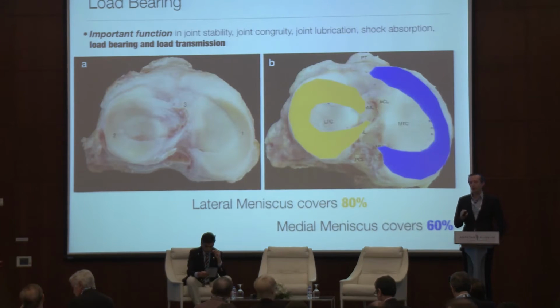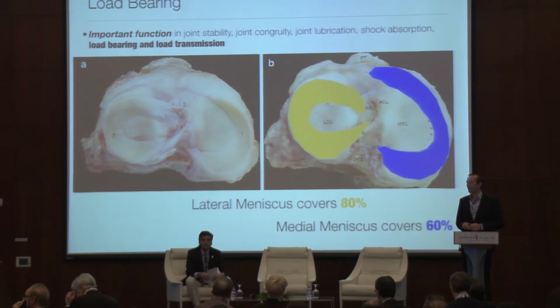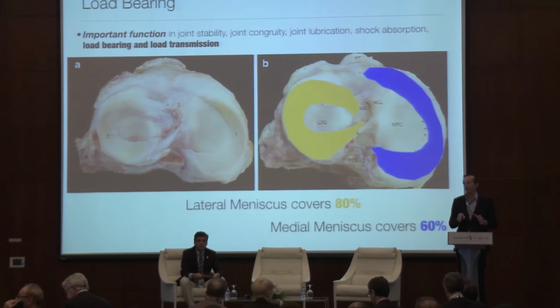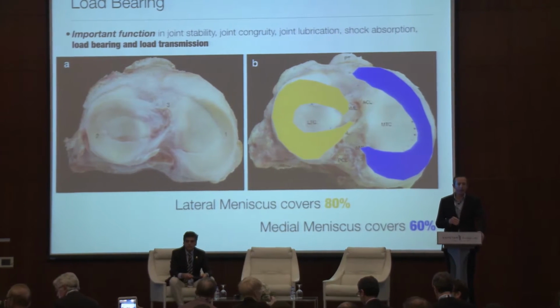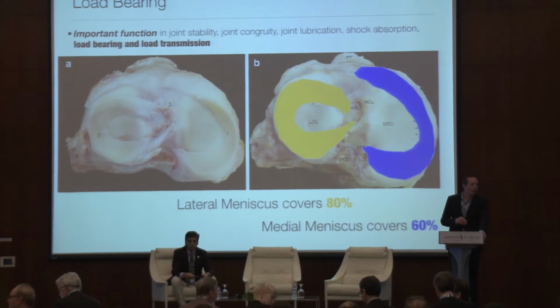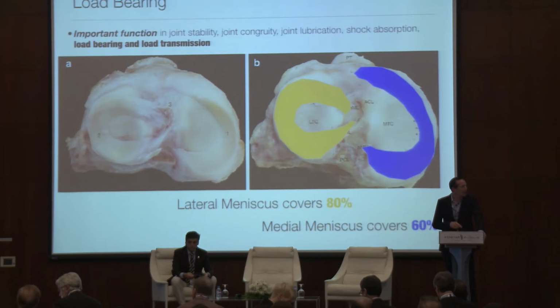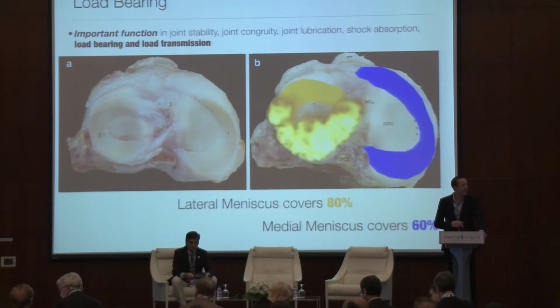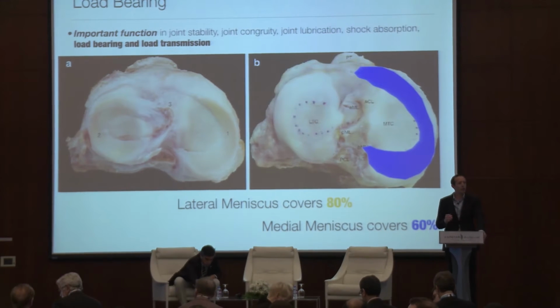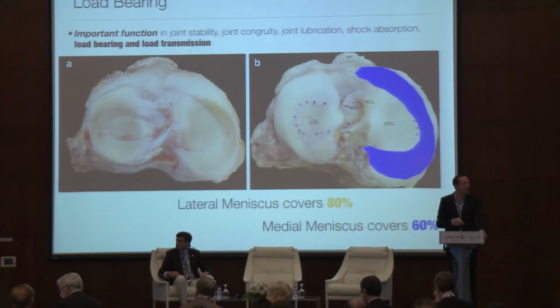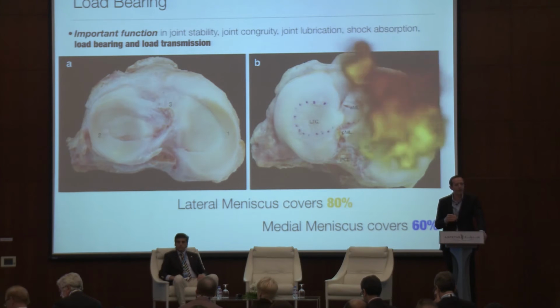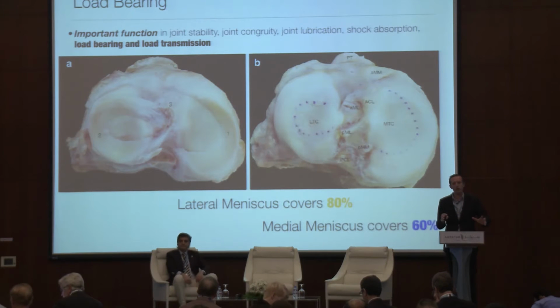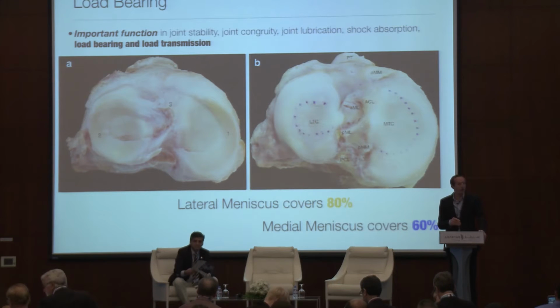Before we go into the meniscus root as such, I think it's very important for you to understand how important the meniscus is. It has a number of functions. One of the main functions is, of course, load bearing. As you can see here, when we lose the meniscus on the lateral side, that leaves the cartilage with 80% more stress. And on the medial side, the meniscus covers about 60%. So if you lose these structures, that has a major impact on the joint.